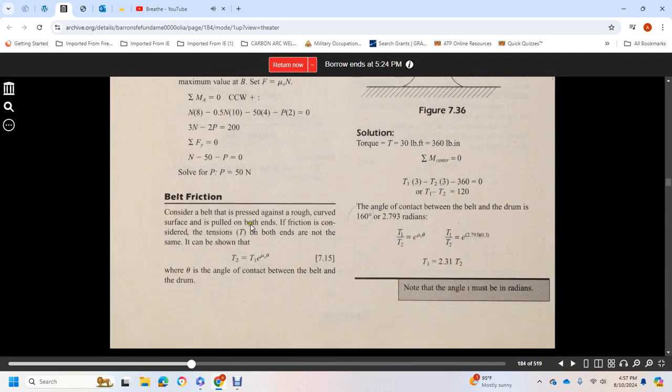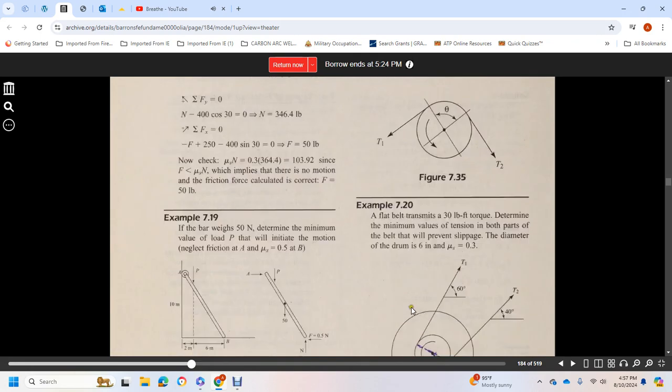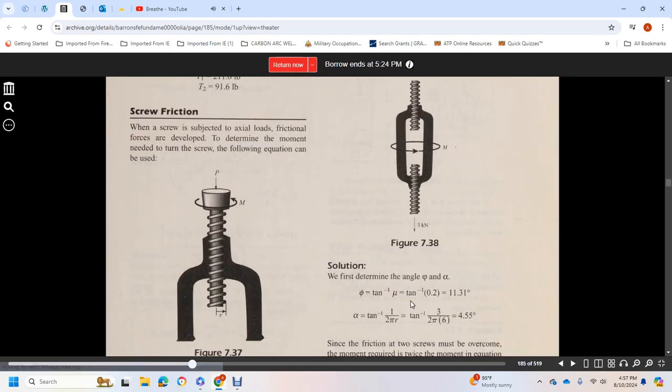Alright, belt friction. Consider a belt pressed against a rough, curved surface and pulled on both ends. With friction, the tensions on the two ends are not the same, and it can be shown that tension 2 equals tension 1 times e to the power of the static coefficient times θ, where θ is the angle of contact between the belt and the drum. Then it goes into an example solution.